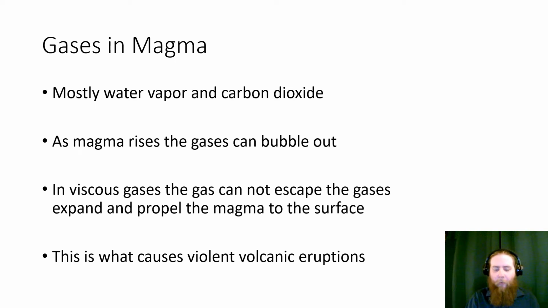Now, it's not just molten rock inside of magma. Sometimes you can get gases that form inside of magma. They are made of mostly water vapor and carbon dioxide. As magma rises, these gases can bubble out into the surrounding air, into pockets. In viscous magma, this gas cannot escape because it is very, very thick. And when it finally does expand and propel the magma to the surface, it is very explosive in nature. So high viscosity magmas are more explosive. Low viscosity magmas are less explosive.